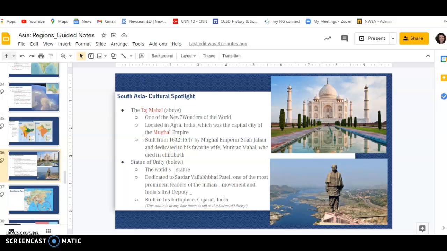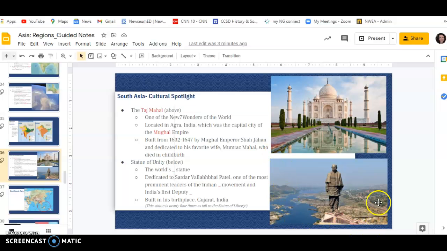Again, the Taj Mahal is located in India in the city of Agra, which was once the capital city of the Mughal Empire. It's actually a really romantic story. The Taj Mahal, seen up top here, was built from 1632 to 1647 by the Mughal Emperor Shah Jahan in dedication to his favorite wife, Mumtaz Mahal, who died in childbirth.